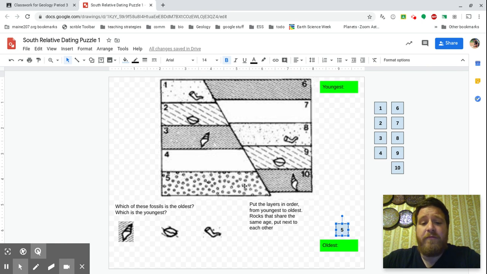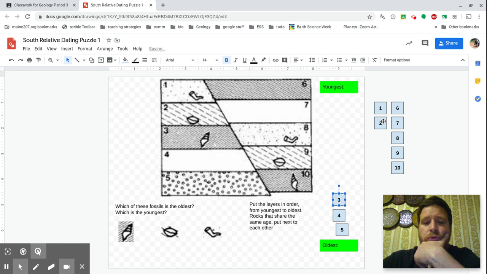So rock number 5 is the oldest. Above that would have been rock layer 4. Let's move that right there. Okay. And then we would have had rock layer 3 form. And then we would have had rock layer 3 and rock layer 10, since those are the same rock layers. They've just been separated by this fault.